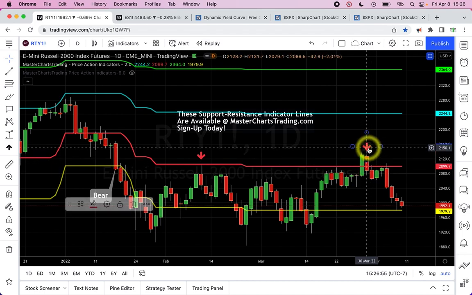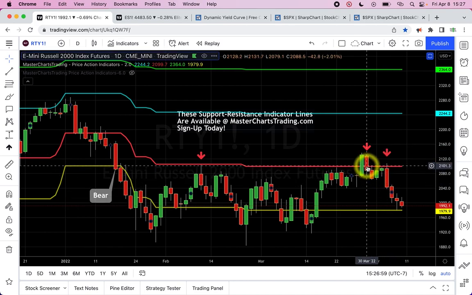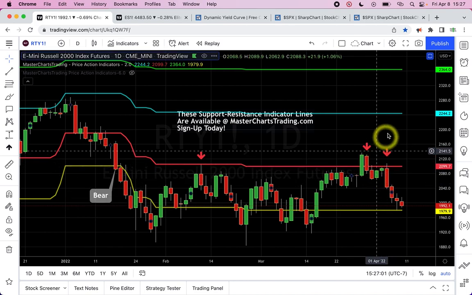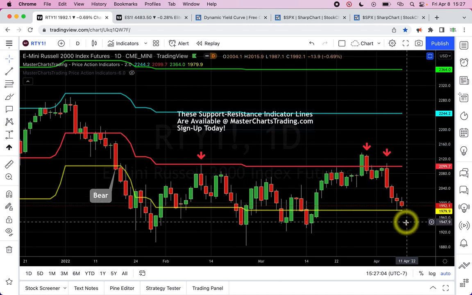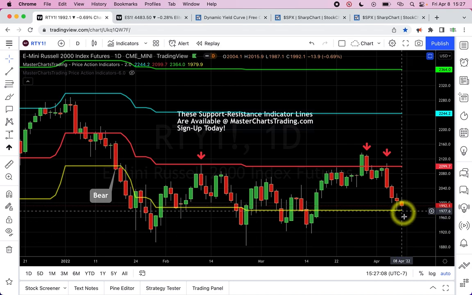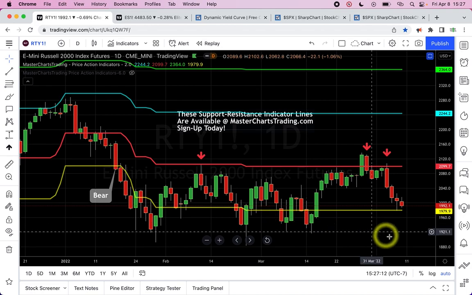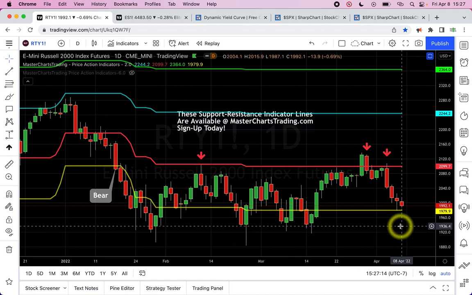So you can actually have another opportunity right there, but not an ideal entry. The best entry would have been right there on the 30th of March. And you would have been correct. So looks like there's a good chance we're going to retest the lows from the 24th of February right there. So it's entirely possible.